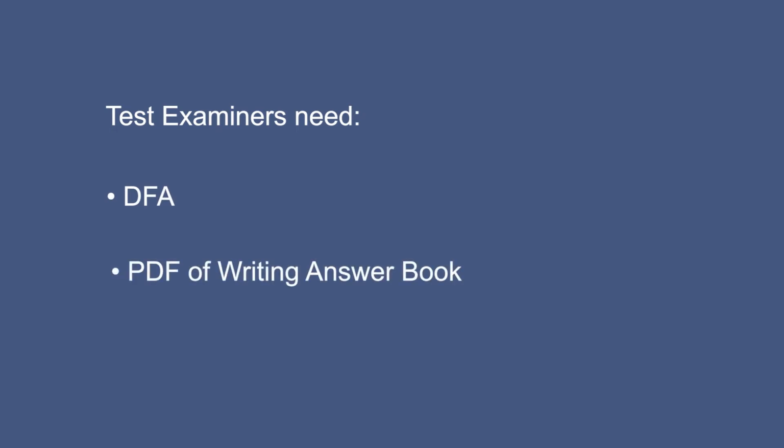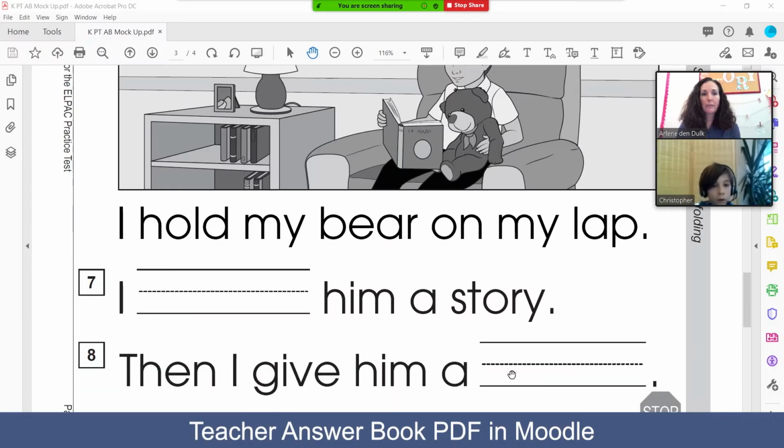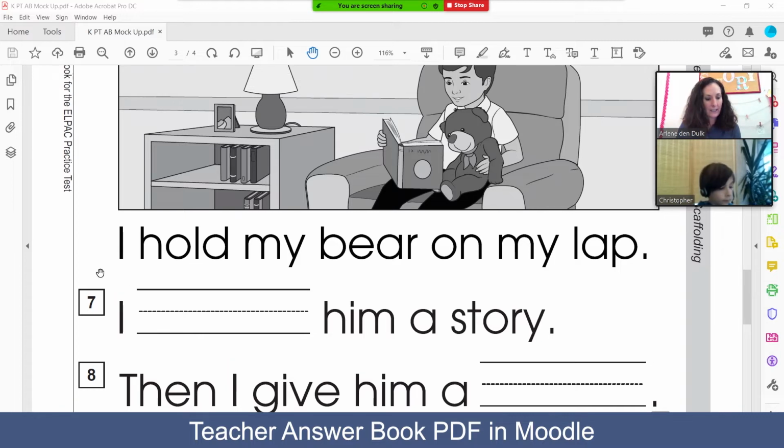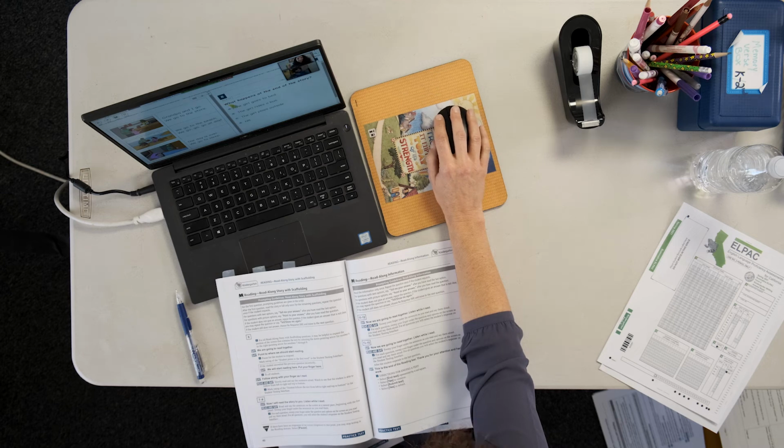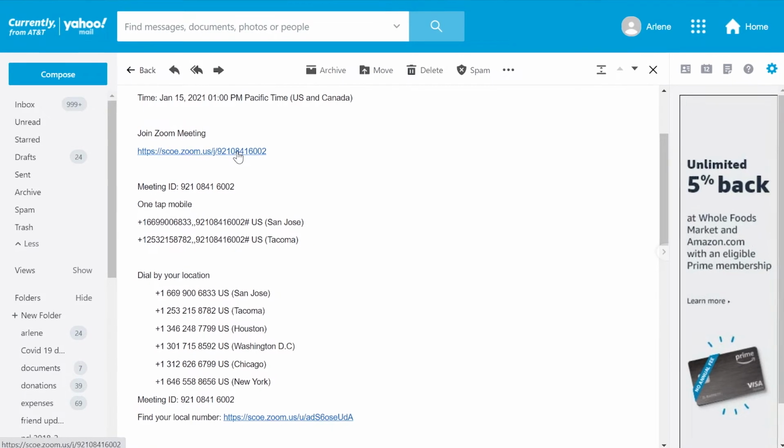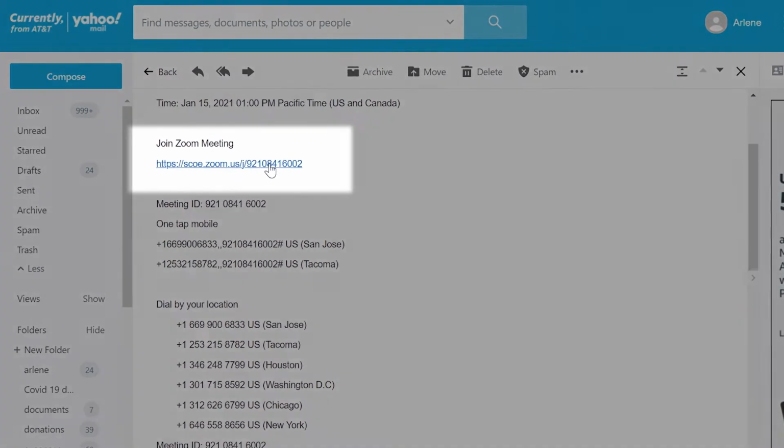Test examiners must have the Directions for Administration, or DFA, and an electronic PDF of the answer book called the Teacher Answer Book PDF. Teacher Answer Book PDFs are available for download on the Moodle training site. The K2 writing test does not require the use of the Test Administrator interface or web-based student testing interface. Test examiners will use the video conferencing platform adopted by their LEA. In this demonstration, the test examiner is using Zoom.